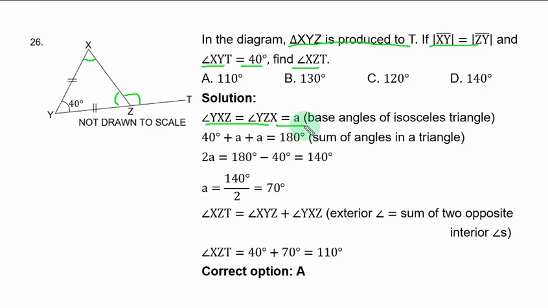If you add the three angles in the triangle, the sum is 180 degrees. That is what you have here. So A plus A is 2A. Collect like terms, 180 degrees minus 40 degrees, that is 140. Divide through by 2. Say A is equal to 70 degrees. This angle you are looking for is equal to 70 plus 40. That is, exterior angle is equal to sum of the two opposite interior angles. So angle SZT is equal to 40 degrees plus 70 degrees, and that is 110 degrees. A is the correct option.